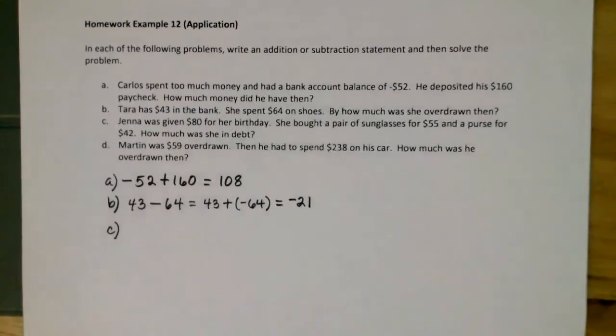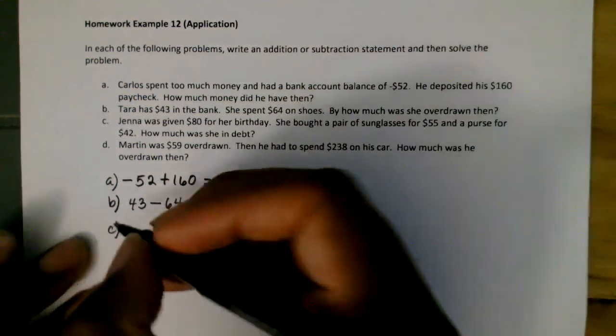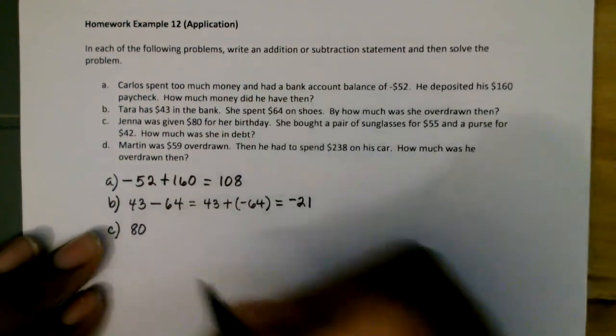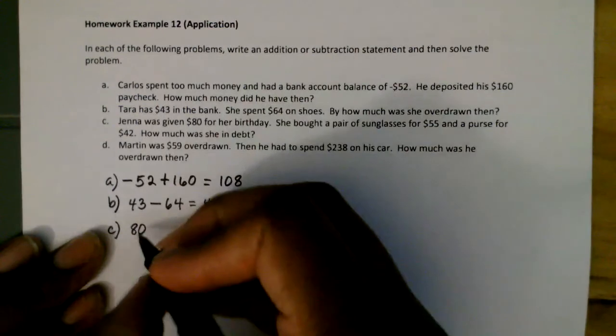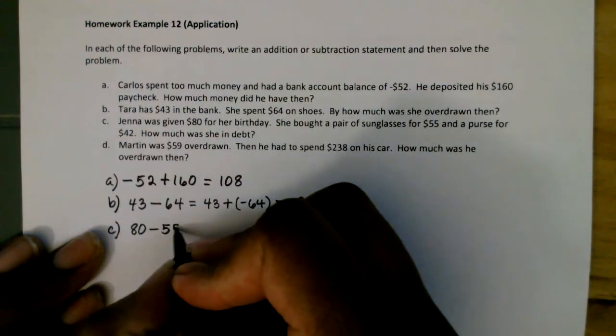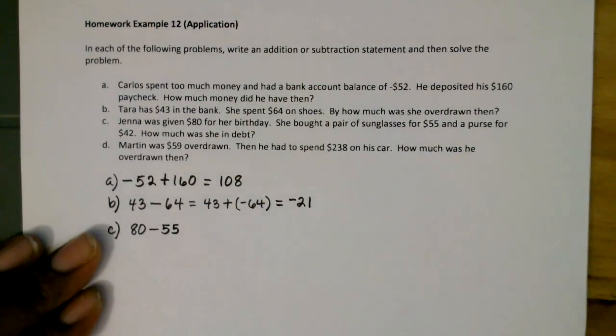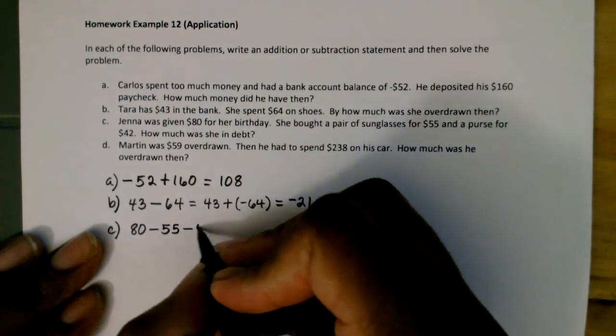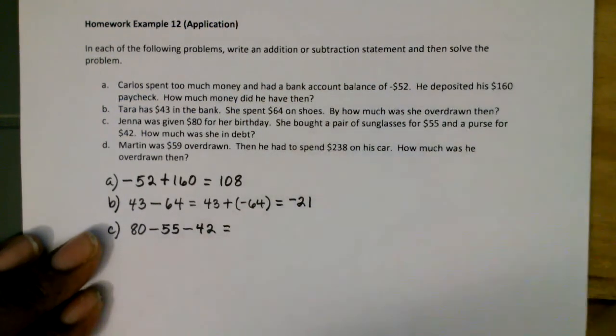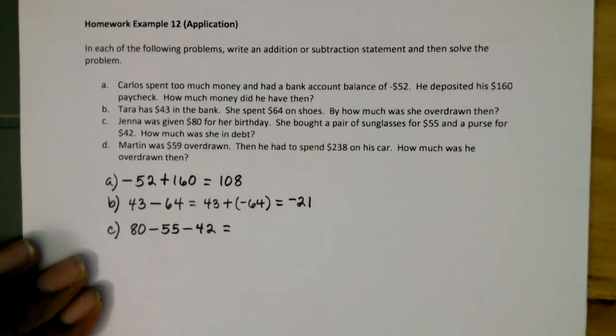Now part C. Jenna was given $80 for her birthday. She bought a pair of sunglasses for $55 and a purse for $42. How much was she in debt? $80 was given on her birthday, so that's 80. Bought a pair of sunglasses for 55, so that means she spent $55, that's minus 55. She also spent $42 for a purse, that's minus 42. So that's the subtraction sentence, 80 minus 55 minus 42.